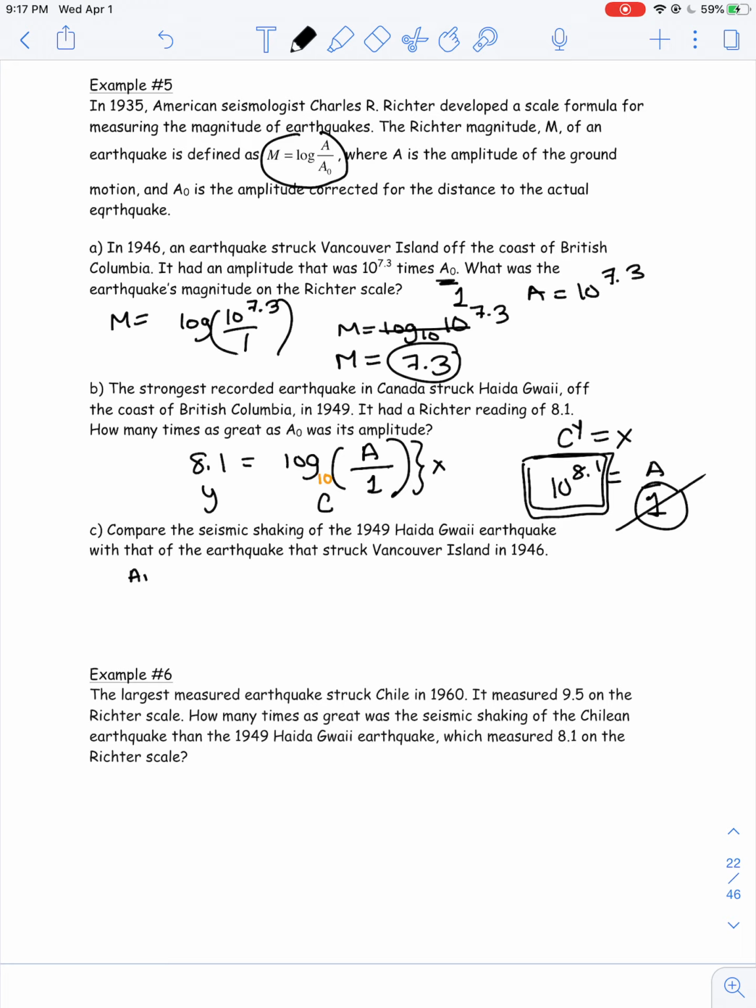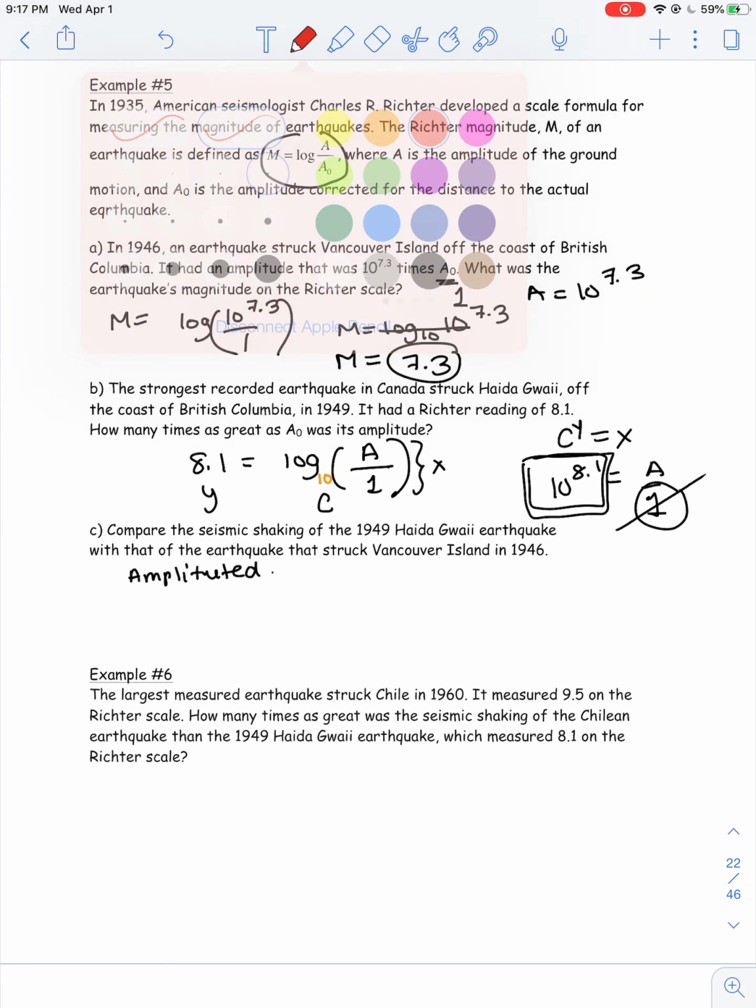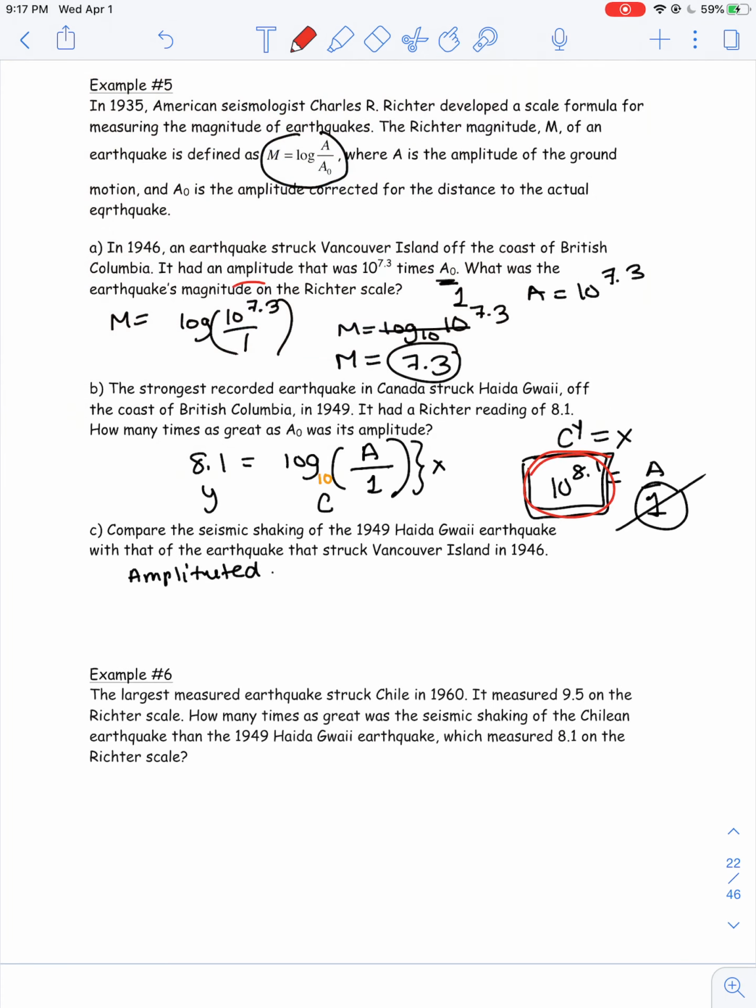Okay, so once you have these answers, the answers I'm talking about are this one here and the original amplitude, that guy there. If you divide them, that's how you can figure out how many times stronger one is versus the other. So a way of comparing them is taking 10 to the power of the higher one, which is 8.1, and dividing it by 10 to the power of 7.3.